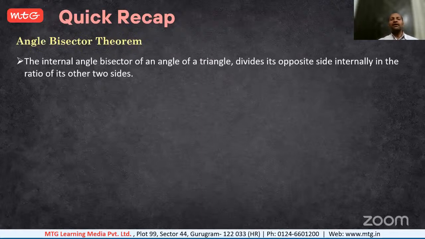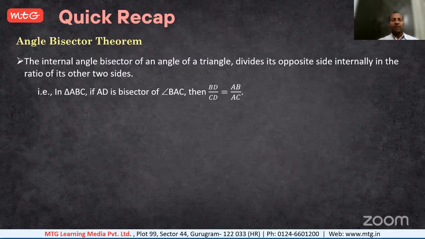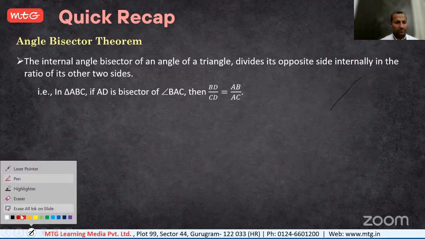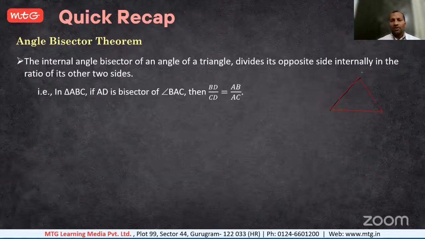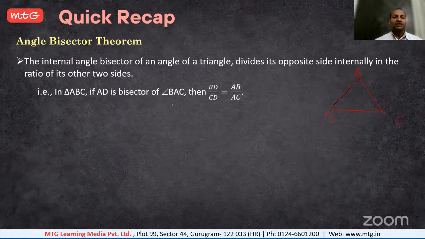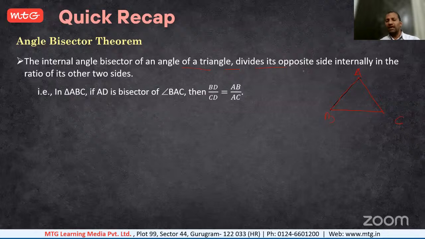Next is your angle bisector theorem. So if there is a triangle, like triangle ABC, here it says that the internal angle bisector of any angle of a triangle divides its opposite side internally in the ratio of its other two sides. What does it mean?